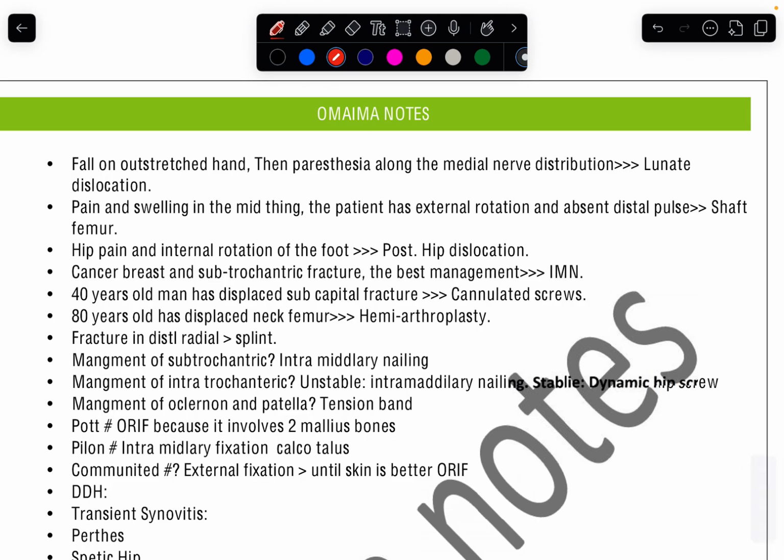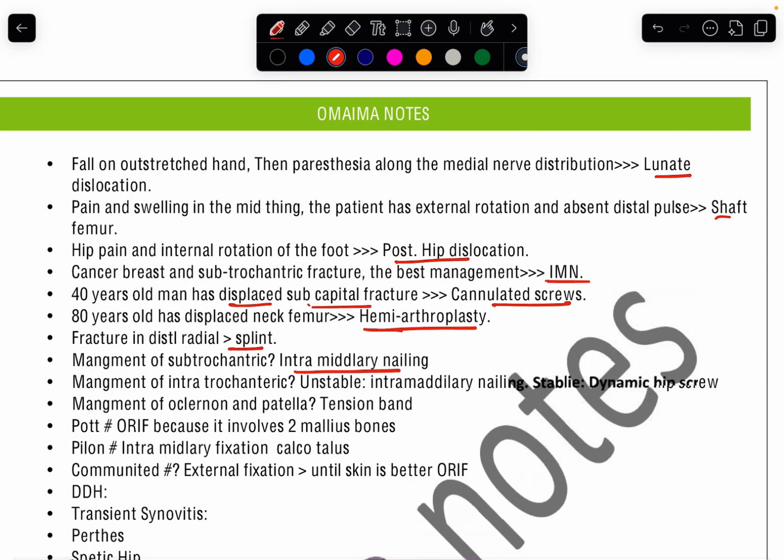Fall on outstretched hand, paresthesia, median nerve distribution: lunate dislocation. Pain, swelling in the mid thigh, external rotation, absent distal pulse: shaft fracture. Hip pain, internal rotation of the foot: posterior dislocation. Cancer, breast, subtrochanteric fracture: management is intramedullary nail. 40-year-old man, displaced subcapital: cannulated screw. 80-year-old: hemiarthroplasty. Fracture in the distal radius: splinting. Management of subtrochanteric: intramedullary nail.